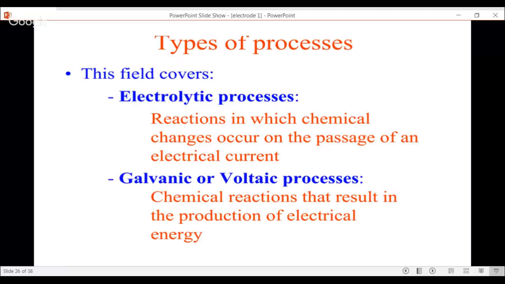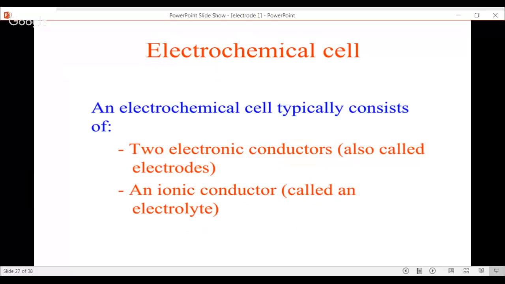Galvanic or voltaic processes are chemical reactions that result in the production of electrical energy. This is what we are going to mainly see, galvanic or voltaic devices. An electrochemical cell consists of two electronic conductors, also called electrodes, and an ionic conductor called an electrolyte. That is all, a three-component system. Both electrodes can be the same metal, or an inert electrode, or an active metal, which means they will be different, like zinc and copper. An ionic conductor is a solution containing ions.